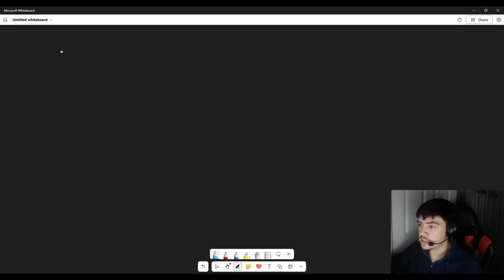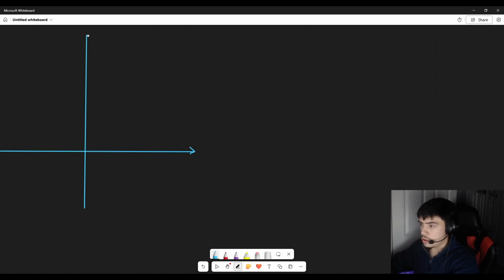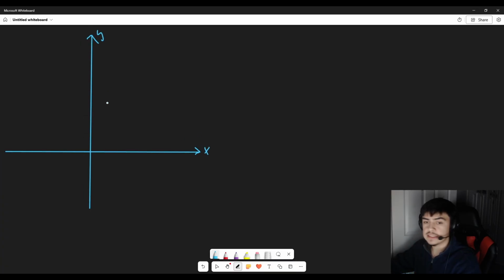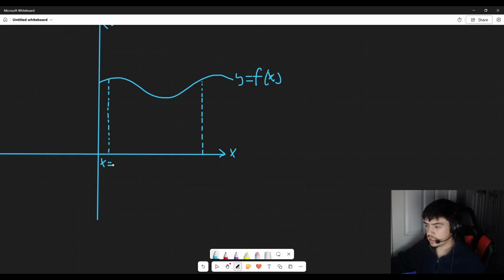So to start off, let's go ahead and just draw a generic graph. This is the x-axis, the y-axis, and let's say we have a function f of x like this. We'll call this function y equals f of x, right? And normally, when we want to find the area underneath the curve, let's draw 2 arbitrary points. We'll call this x equals a and x equals b.